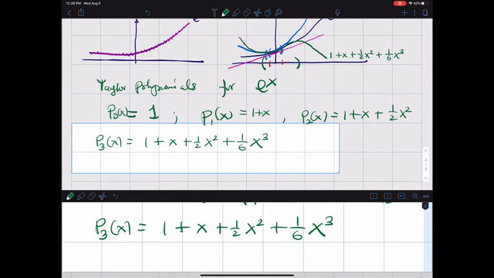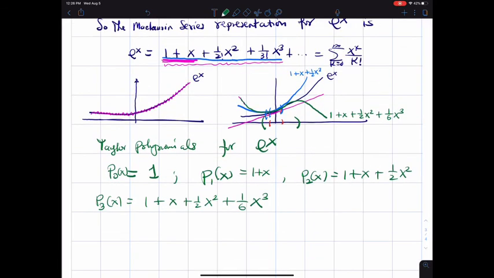All right, and the higher the degree of the polynomial, the better approximation you can use this polynomial to approximate e to the x. Again, polynomials are useful. Another reason why polynomials are useful that I forgot to mention is that we can always find the derivative of a polynomial. Always. It's easy. Use the power rule.